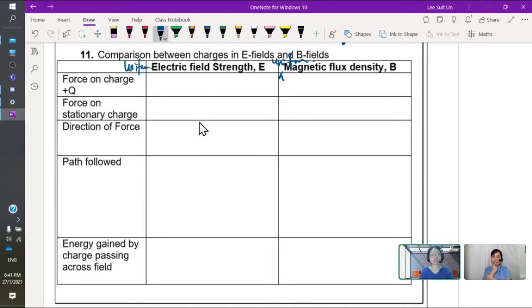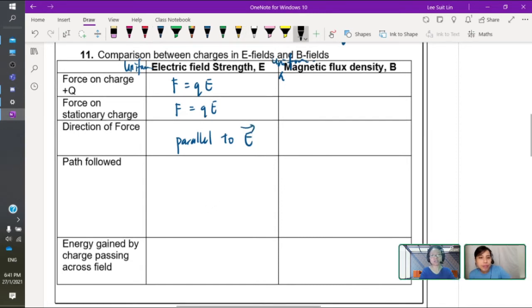Okay, so the force on the charge positive Q, I think I wrote the equation just now. Like this, right? F = QE. Stationary, also QE. Or QE only. Direction parallel to E.